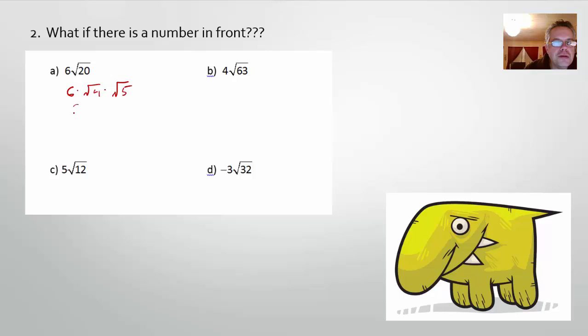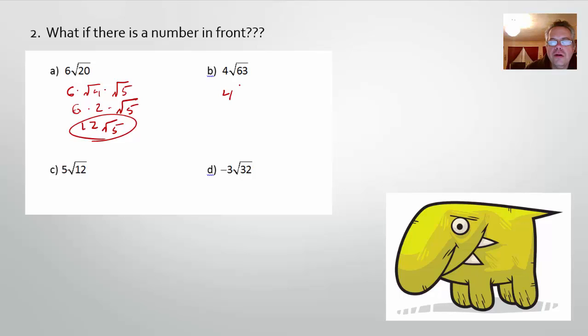The square root of 4 is equal to 2. So this is 6 times 2 times square root of 5. 6 times 2 I can do. That's 12 times square root of 5. Okay, I showed all the steps. When we're good, we can kind of skip some steps.